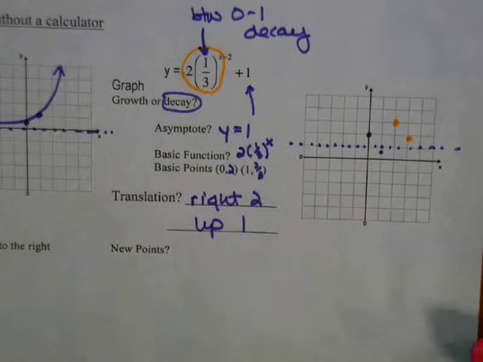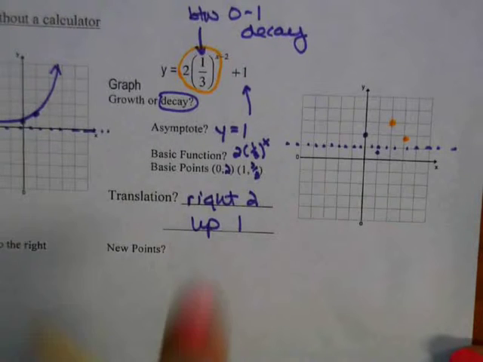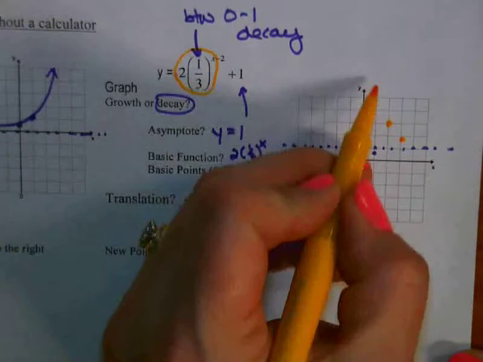Since it's decay, how's it going to go? From left to right, down. Is there a negative here? No. So we don't need to worry about that. So it's going to look like this.